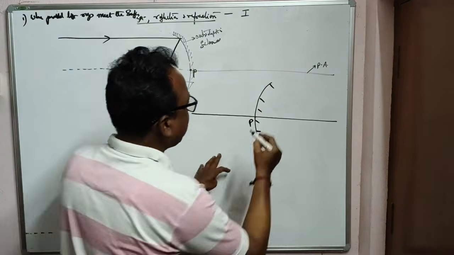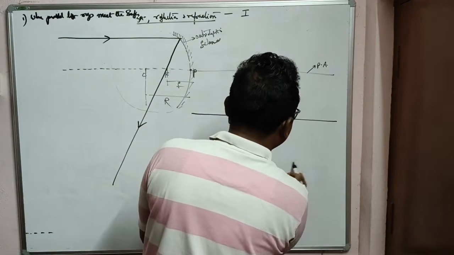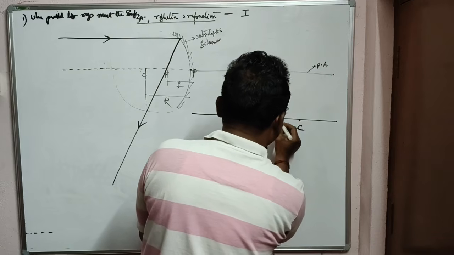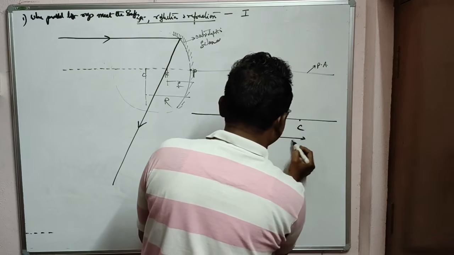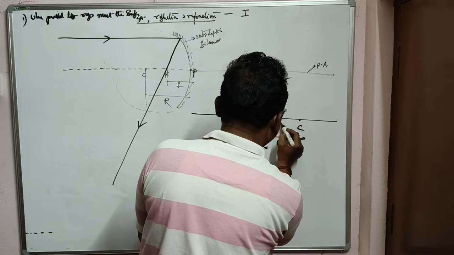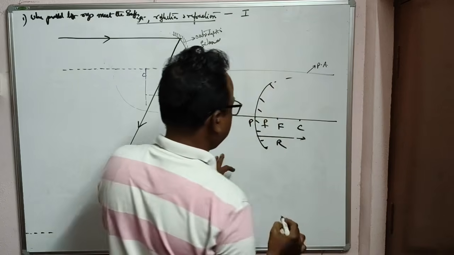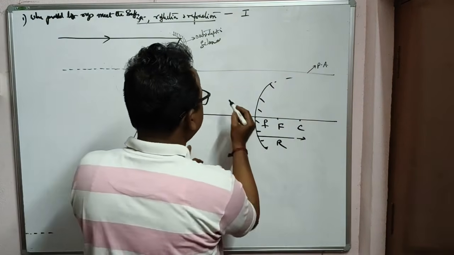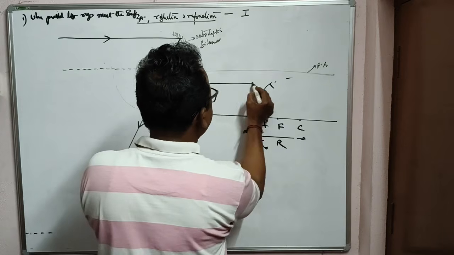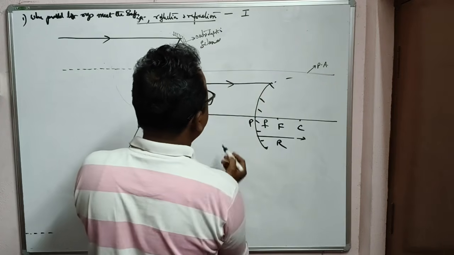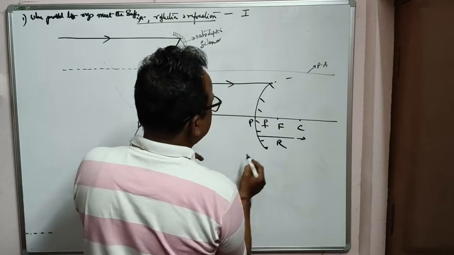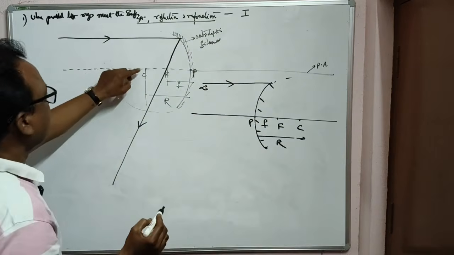This is the principal axis and this is the pole. Okay. So in this case, already I told you, this is the center, of course, this is the center, radius of curvature. This is the focus and this is the focal length. Okay. So here, suppose these are the parallel light rays coming from infinity.